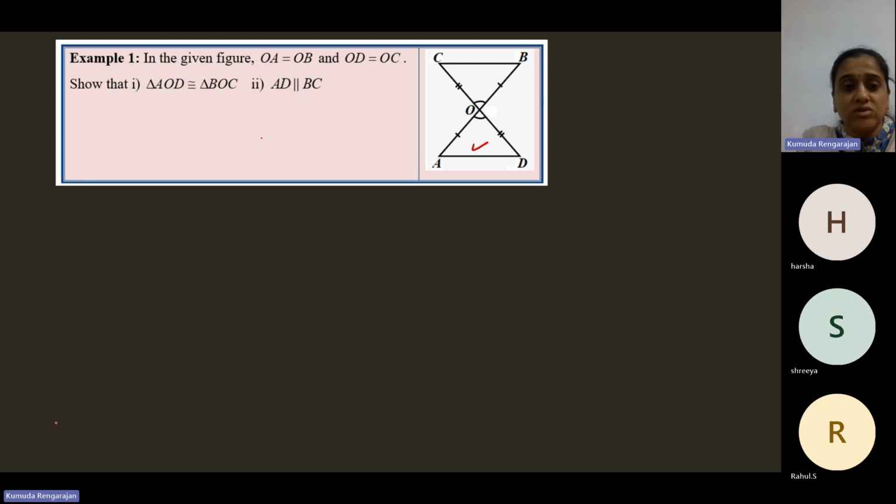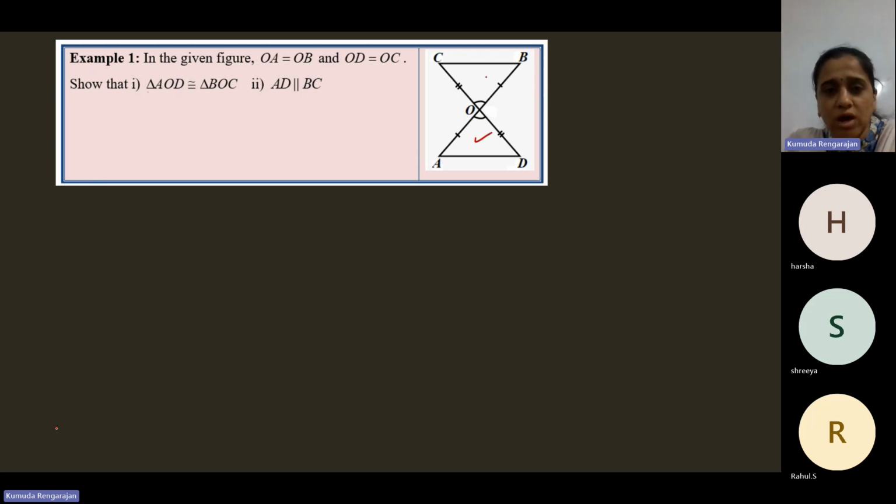I forgot to say this. This is the symbol for congruency, an equal to sign with a wave like thing on top. In print it's like this, but you'll just see it like three lines like that. That's the congruency symbol.